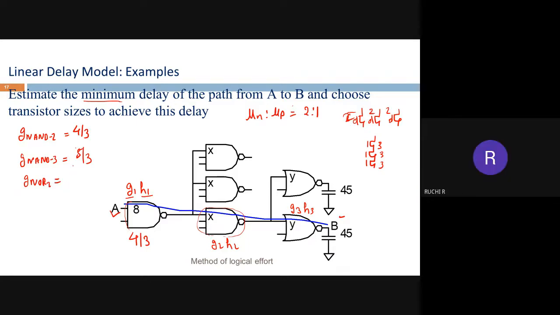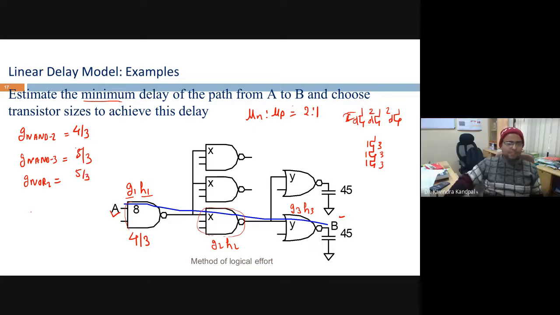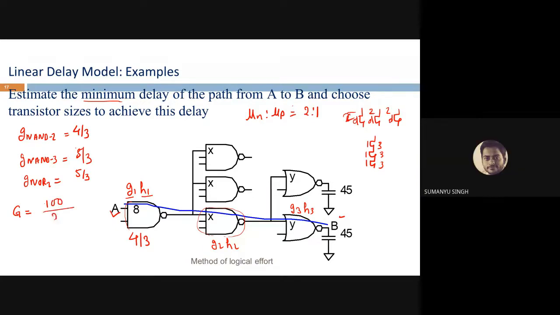What is the logical effort of 2-input NOR gate? 5/3. So what is the capital G? Multiplication of all. How much? 100 by 27.